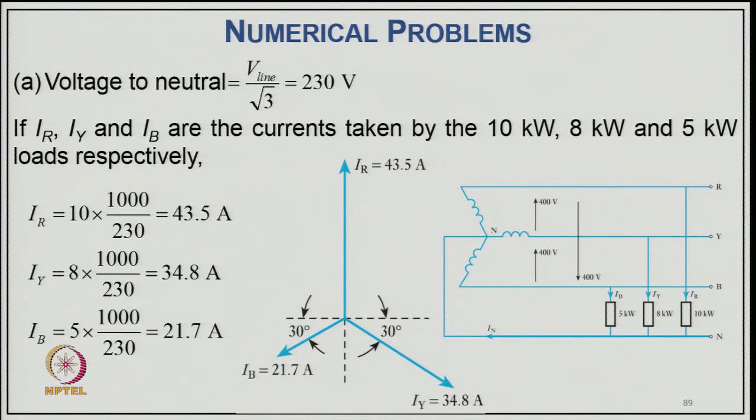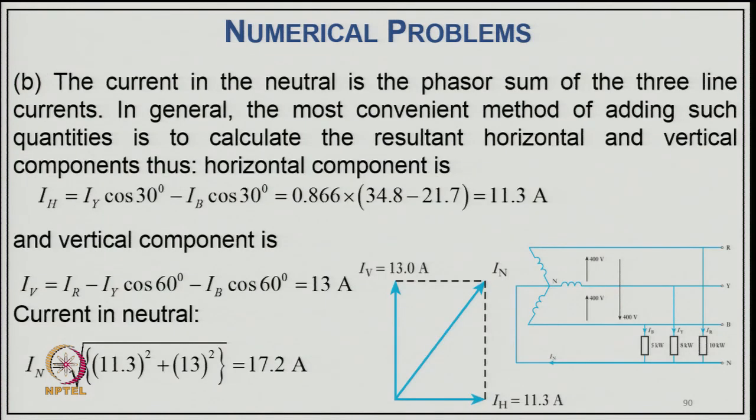You can see the phasor diagram of the three currents. Of course, all three currents are unequal, but they are with equal angles. So, the current in the neutral is the phasor sum of the three currents, and in general the most convenient method of adding the quantities is to calculate the resultant horizontal and vertical components. The horizontal component is H equal to IY cos 30 minus IB cos 30.